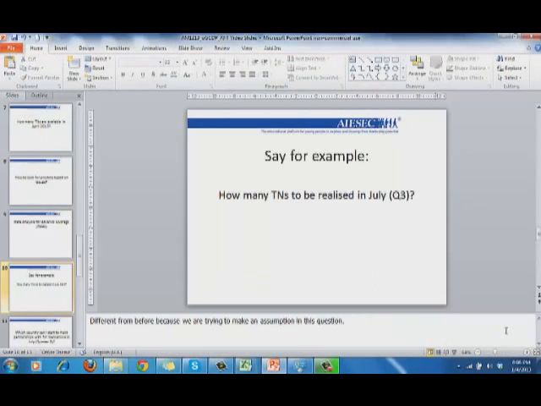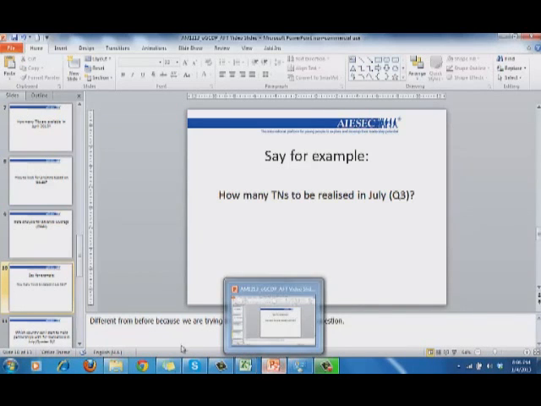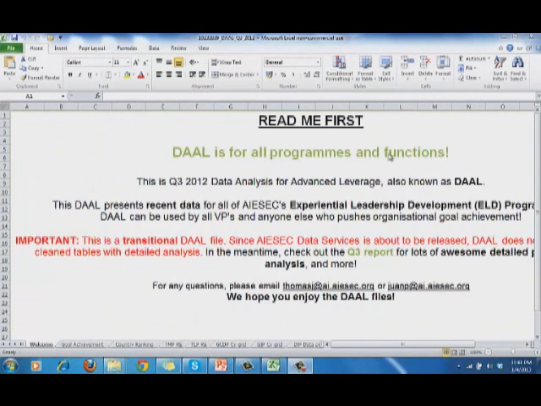Say for example, we would like to know how many TNs there are to be realized in July or in quarter 3. We could look it up on the DAAL file also. And at the same time, this question is actually different from the one before because we would like to make an assumption right now in knowing how many TNs there are so that we could make partnerships. We are at our quarter 3 DAAL file of 2012.